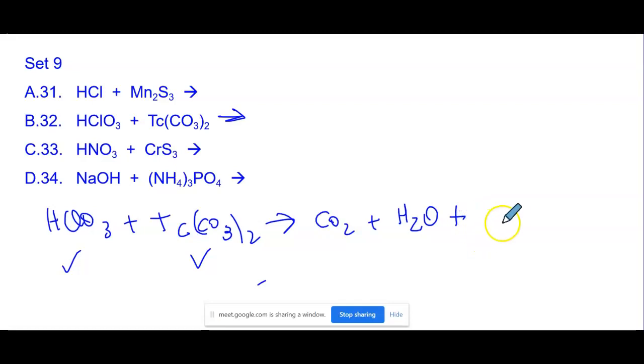Remember how to do the salt? What front have I not used yet? Good. And what back have I not used yet? Awesome. Nice job. So these are great. CO2 and H2O, we know are perfect. We just got to get these two set together.